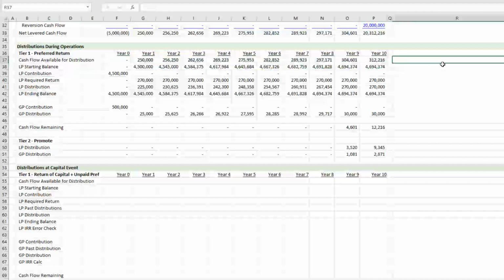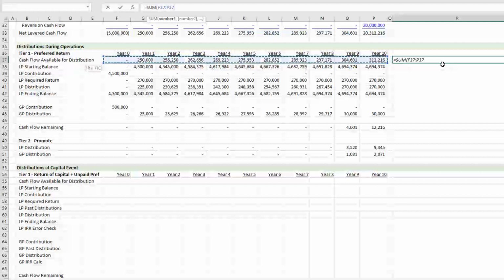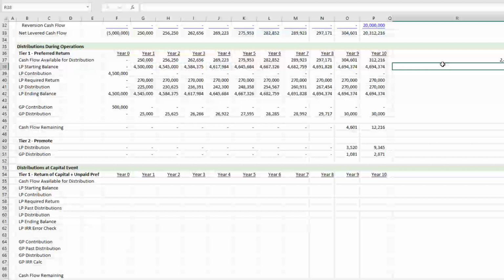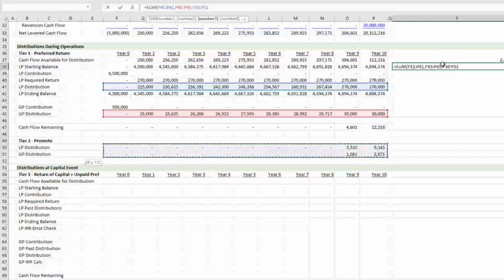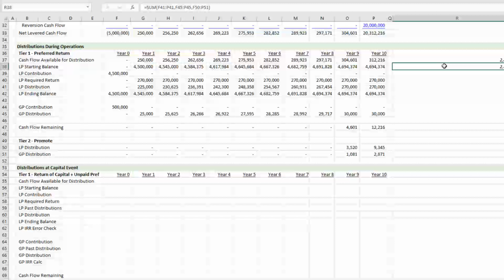And we can just do a quick check of that. So this is the total amount that should have been distributed, 2.8 million. And the amount that was distributed is equal to what? Well, the sum of the LP's distribution, the GP's distribution in the first tier, and then the distribution to the two partners in the second tier, or 2.8 million. So the check is correct. We've finished with our waterfall during operation.